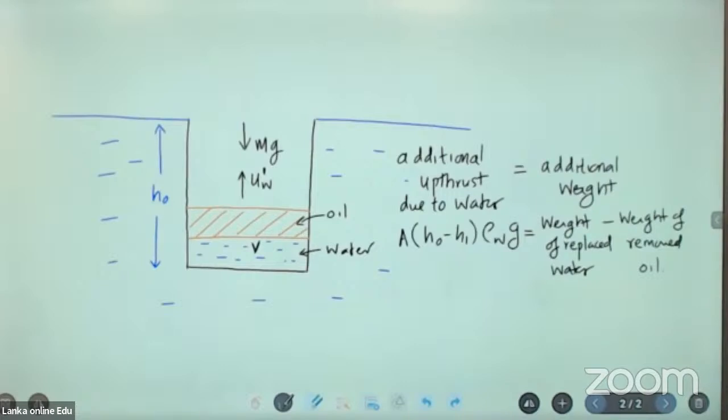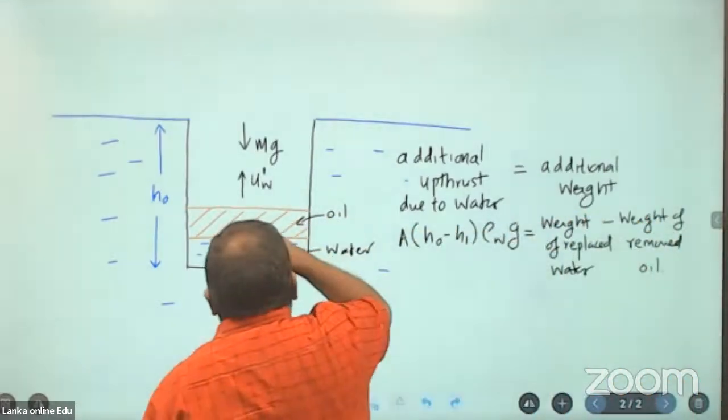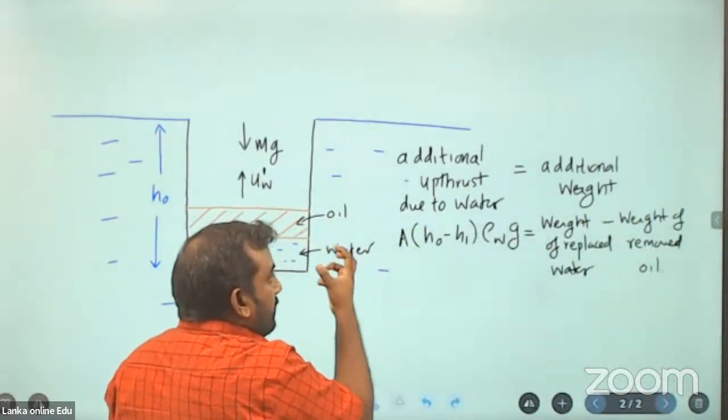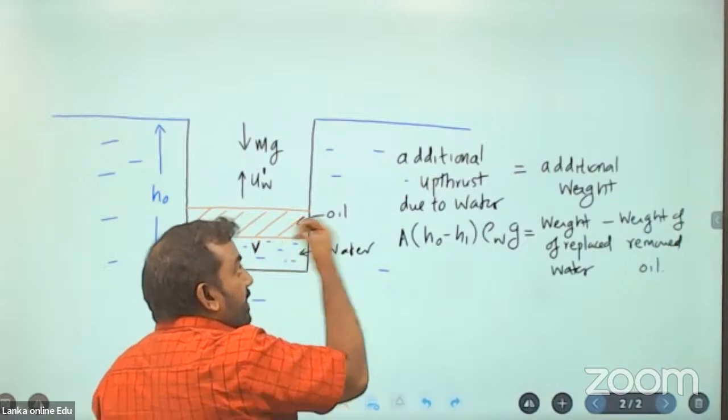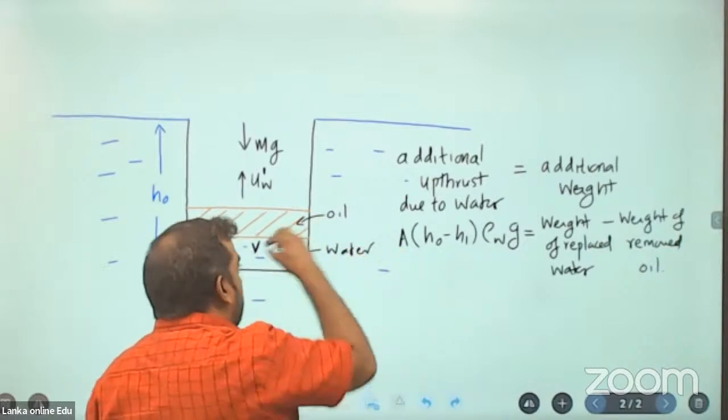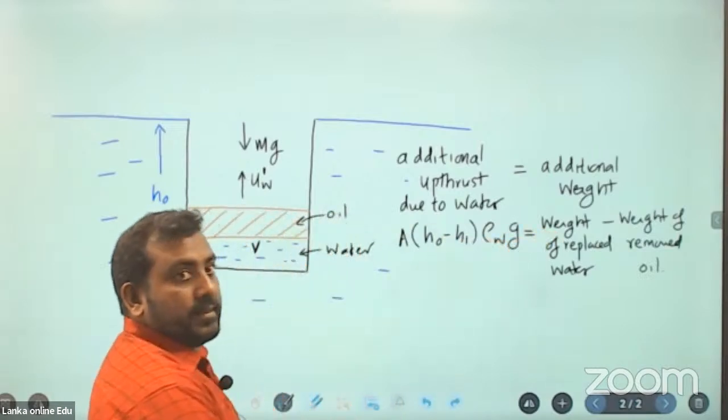So why did it additionally submerge? It additionally submerged because the weight has increased. So how did the weight increase? I removed oil and put water. When I removed oil and put water, the weight has increased. By how much? I replaced it with Y. I removed X. So Y is heavier than X. So Y minus X is your additional weight. Clear? Right.